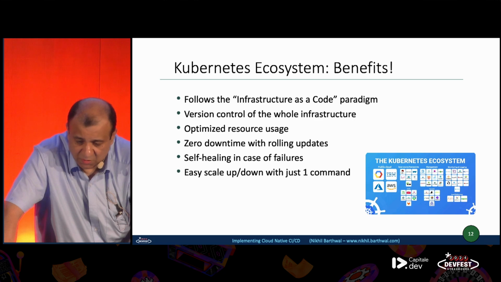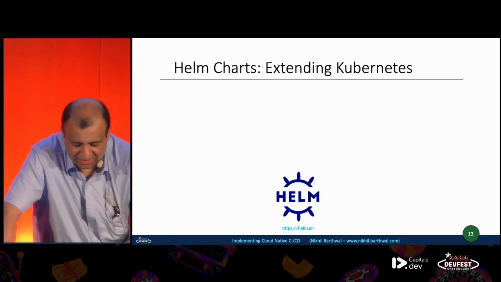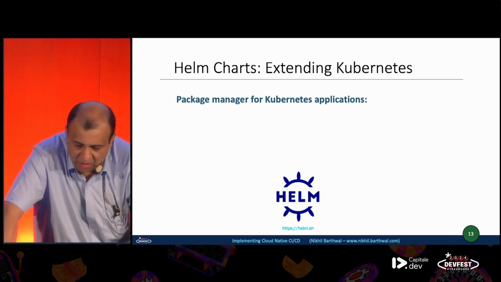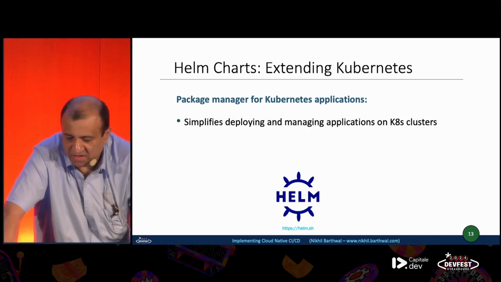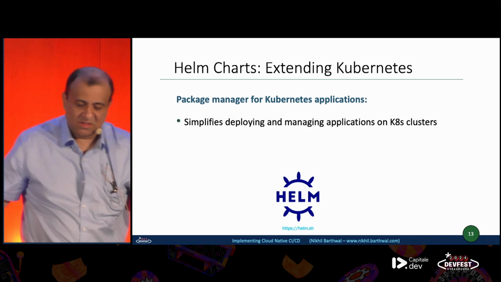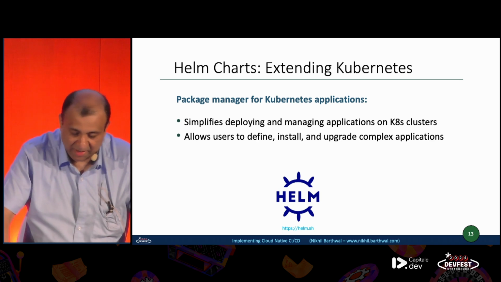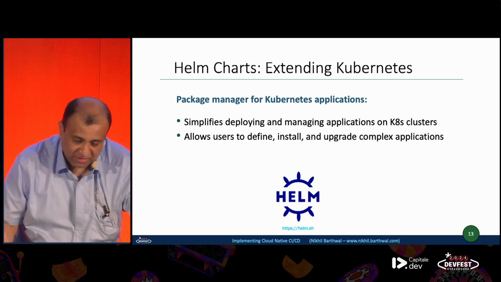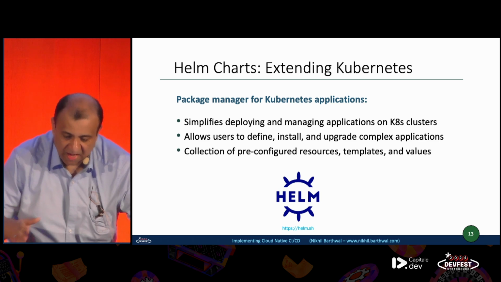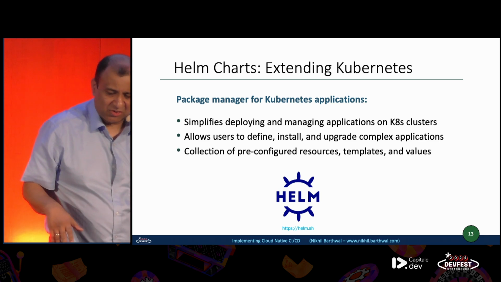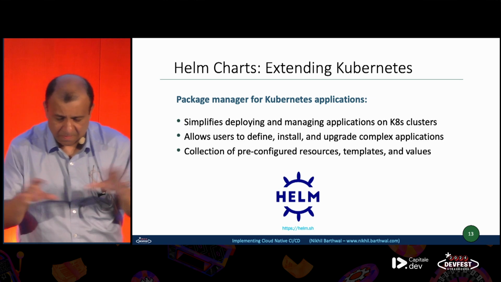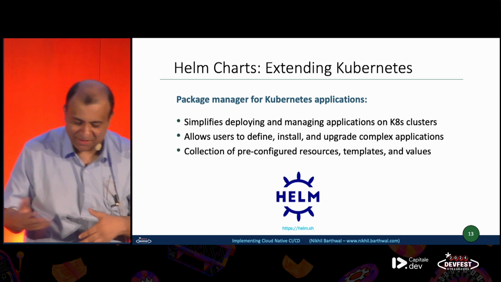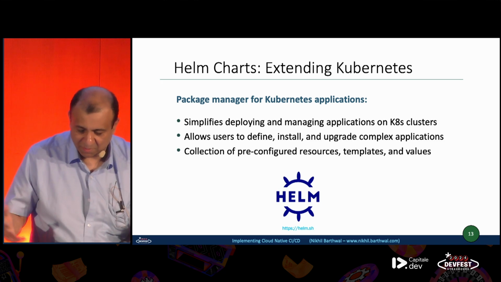And with Kubernetes, you have another thing called Helm charts, which is essentially a package manager for Kubernetes, right? It simplifies deployment and management on clusters because everything is packed up as one package. A user can define and upgrade any complex application. It has a pre-configured collection of resources and templates. On a Mac, you have brew or other package managers, so think of it as brew for Kubernetes in more simple terms.